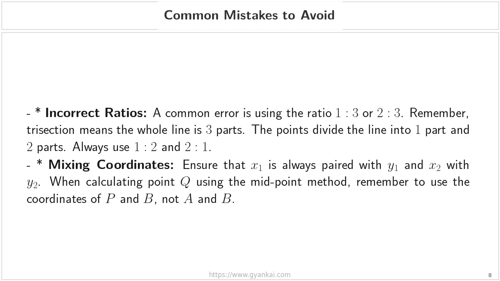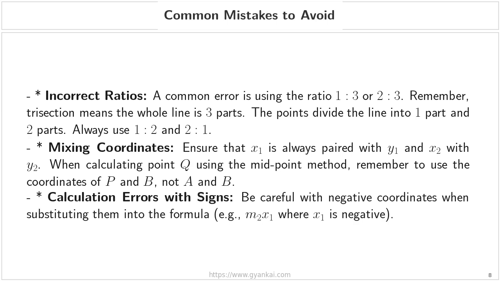Second, be very careful with mixing up your coordinates. When you are using the section formula, as we saw in our step-by-step calculations, you must ensure that x1 is always paired with y1 and x2 is always paired with y2. Additionally, if you choose to use the faster alternative method I mentioned in slide 4, the midpoint method, don't accidentally use the original coordinates of A and B to find point Q. You must use the coordinates of point P and point B.